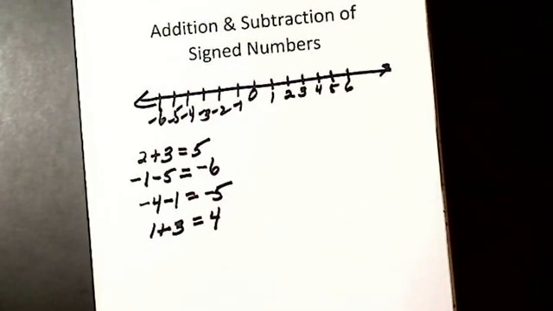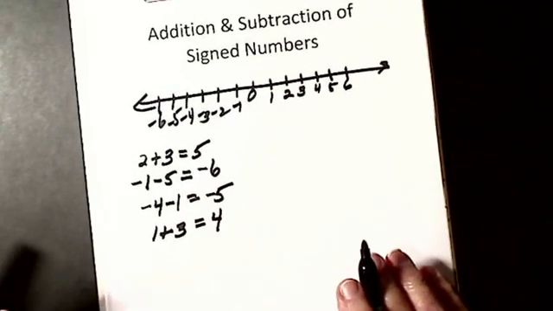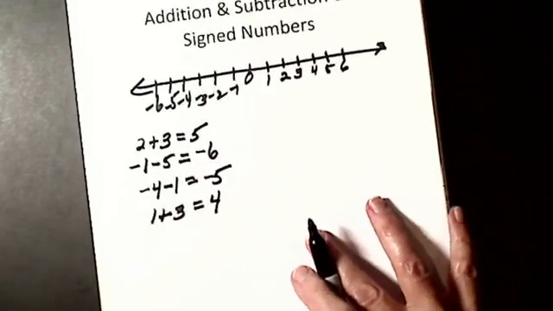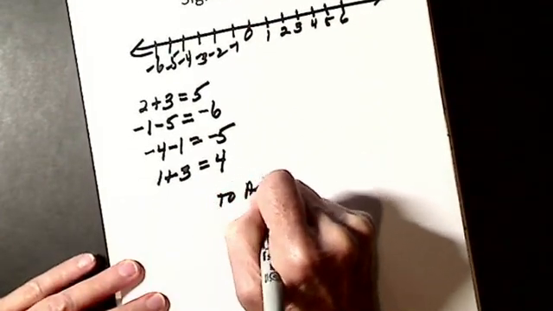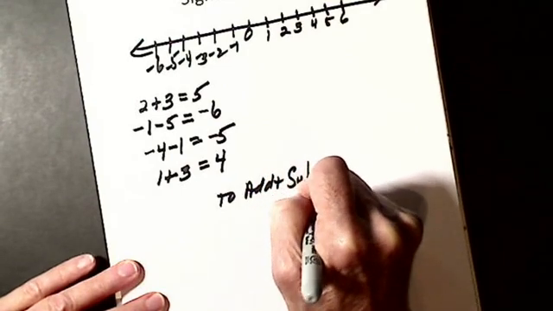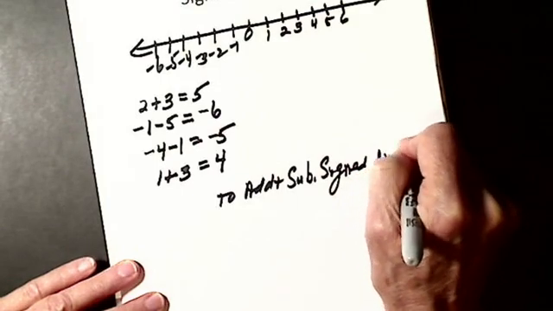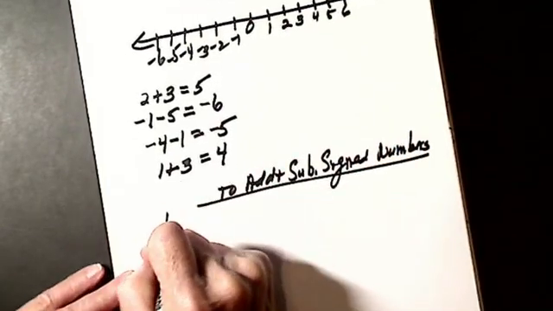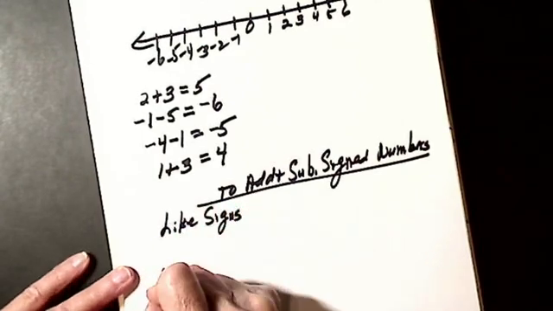So, to get our rule, because we're not going to add and subtract using a number line all the time, it takes too long. We're going to add and subtract all the time. So I have to come up with a rule. To add and subtract signed numbers, I break it up into two categories: like signs and unlike signs.